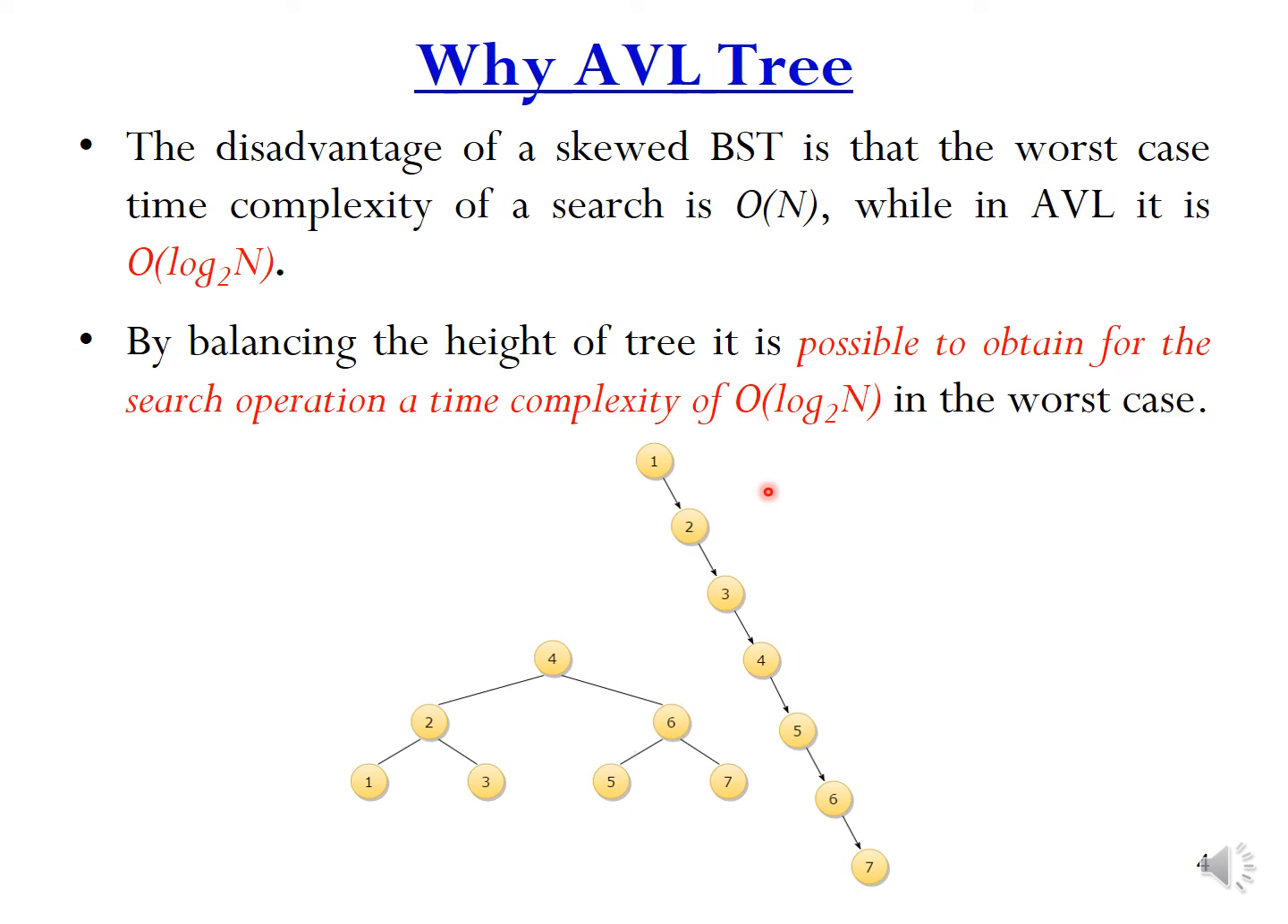Like here we can see in this diagram, this is a right skewed binary search tree. The complexity of this right skewed binary search tree will be order of n, and this is the controlled height, balanced height binary search tree, or we can say this is an AVL tree. And the complexity of this tree is order of log n. That's why we use the AVL tree.